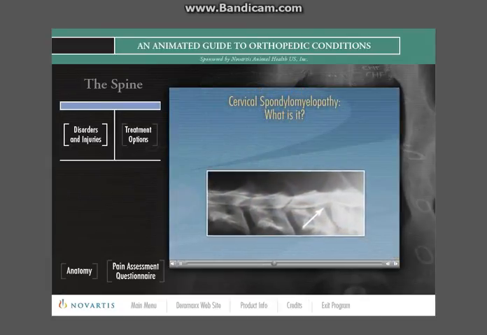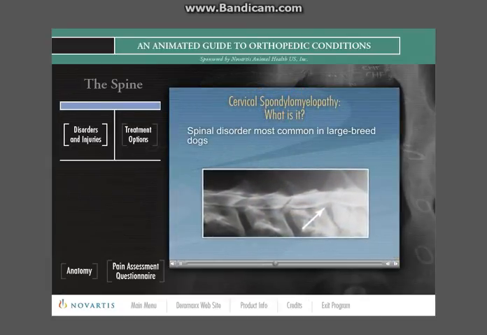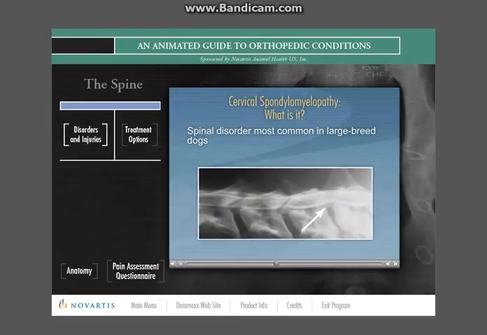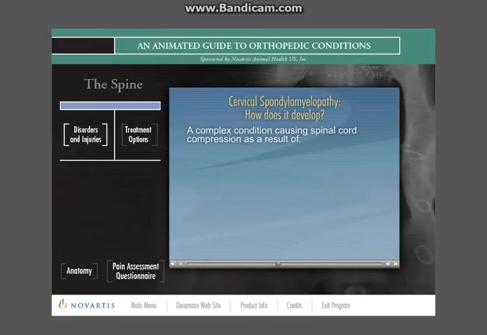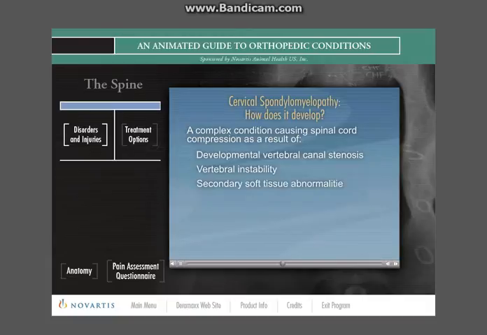Cervical spondylomyelopathy is a spinal disorder recognized most commonly in Dobermans, Great Danes, and other large breed dogs. It is a complex condition causing spinal cord compression as a result of developmental vertebral canal stenosis, vertebral instability, or more commonly, secondary soft tissue abnormalities. Its clinical signs vary in severity from mild to severe, and its etiologies are speculative. Theories favor genetic and nutritional factors as causal.